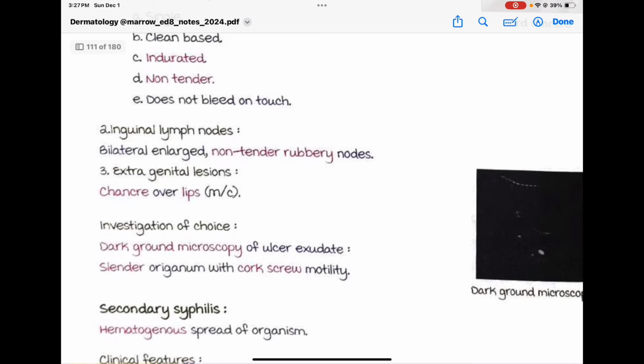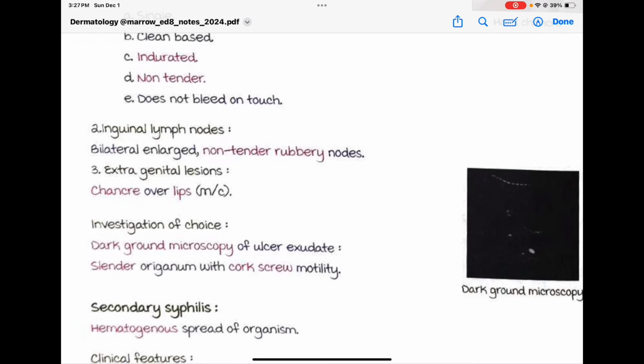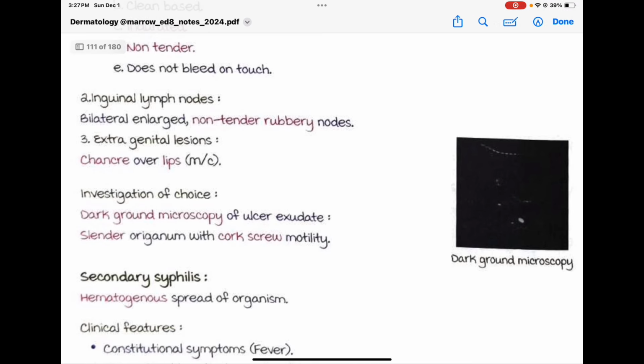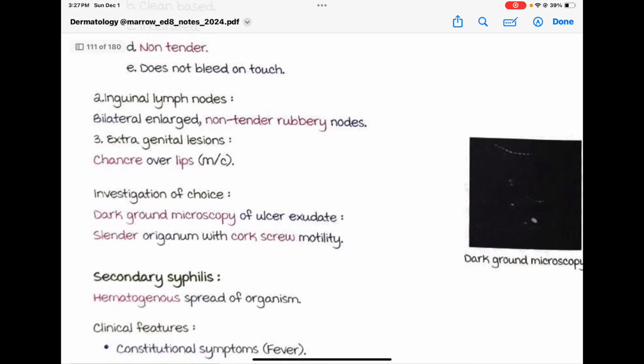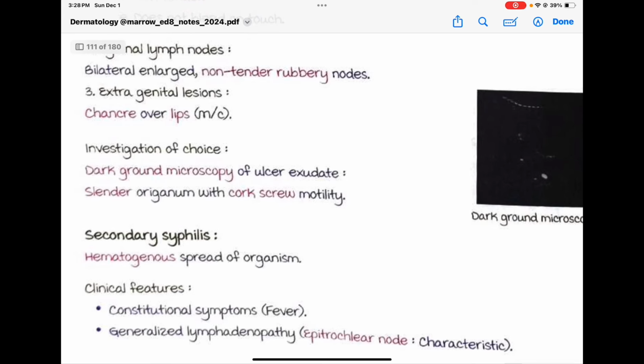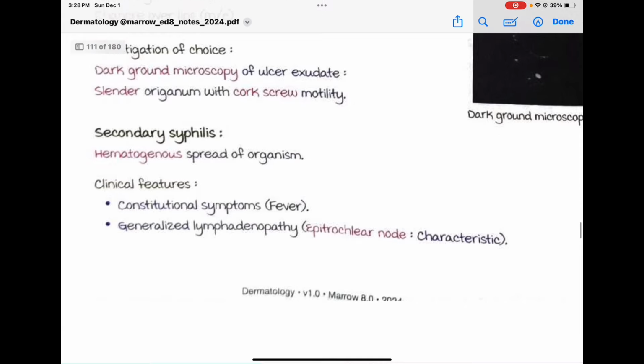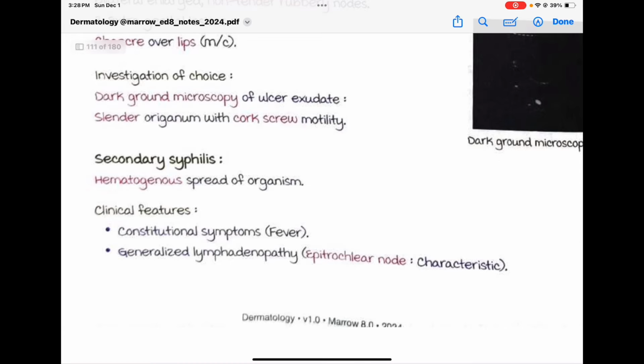Inguinal lymph nodes: bilateral, enlarged, non-tender, rubbery nodes. So these lymph nodes are non-tender and rubbery. Extragenital lesions: chancre over the lips is most common. Here dark ground microscopy is showing Treponema bacteria. Investigation of choice: dark ground microscopy of ulcer exudate, slender organism with corkscrew motility.